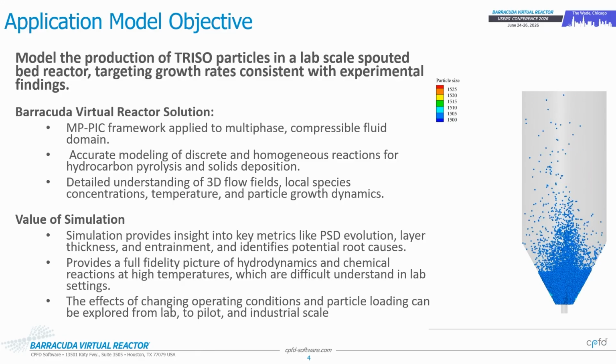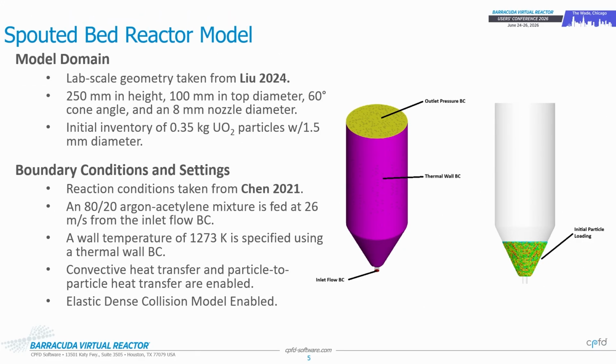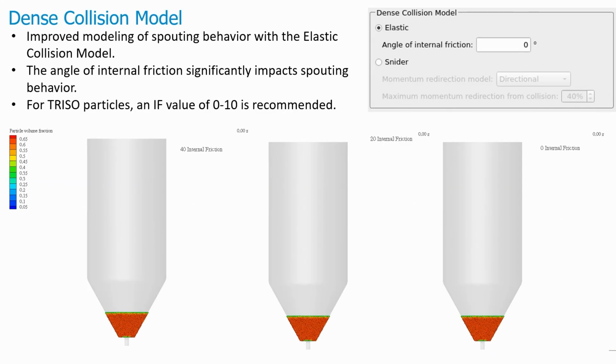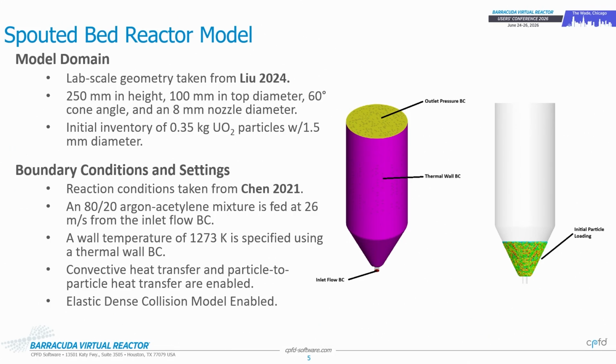Oh, I forgot to play this animation. Whoops. Okay, so this is the model geometry that's included in the simulation. It's a pretty simple lab scale geometry, as I mentioned. The total height of this reactor is 250 millimeters. The top diameter is 100 millimeters. And the bottom is conical, and that's a 60-degree cone angle.